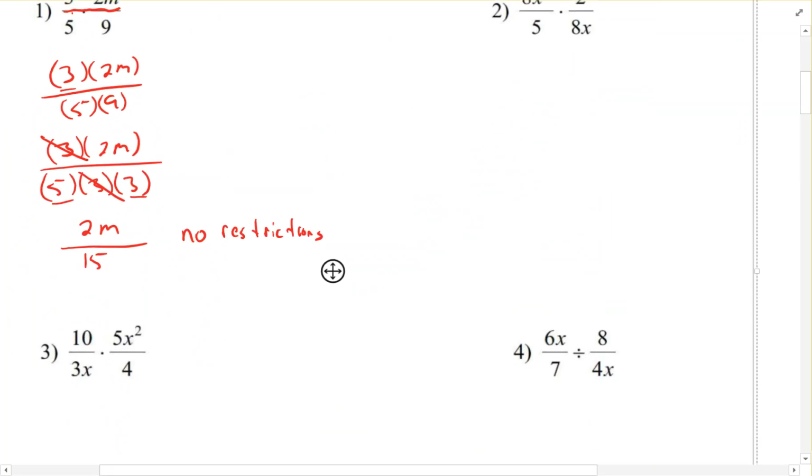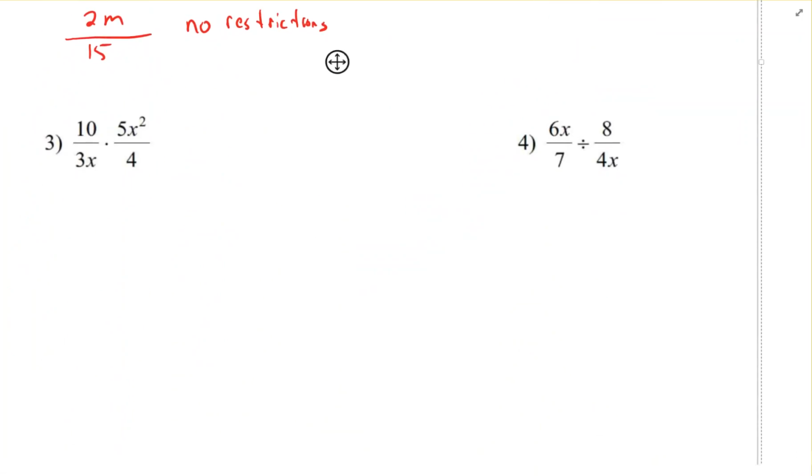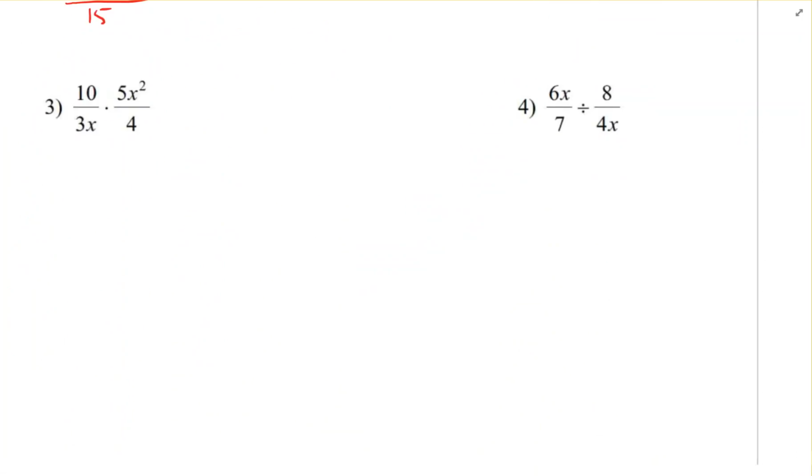Okay, moving on. So looking at number 3 here, let's just do another one. Like I said, what you could do too, I'll show you this method too, just so that you see it's the same, is just multiply the numbers on the top and the x's on the top and the numbers on the bottom, and just rewrite a new expression. So this could be written as 50x squared over 12x.